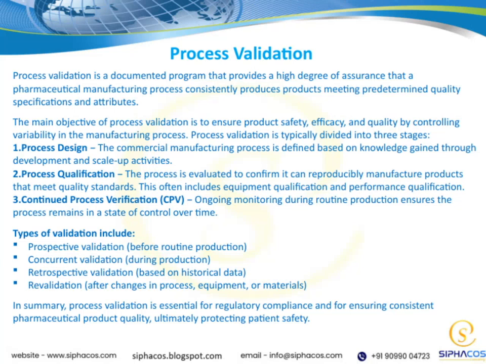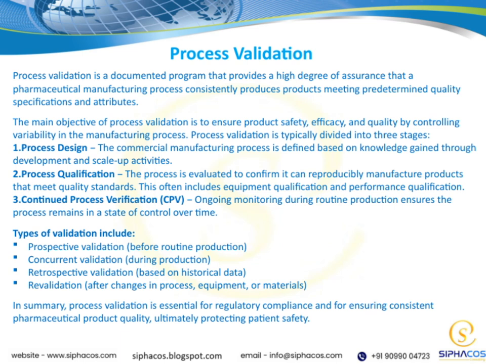Process validation is essentially a documented program that gives us a high level of confidence that our pharmaceutical manufacturing process consistently produces products that meet the predetermined quality standards and attributes we set. The main goal here is to ensure that every product is safe, effective, and of high quality by controlling variability in the manufacturing process. Think of it as a way to keep everything in check so that nothing unpredictable affects the final product. Typically, process validation is divided into three key stages.